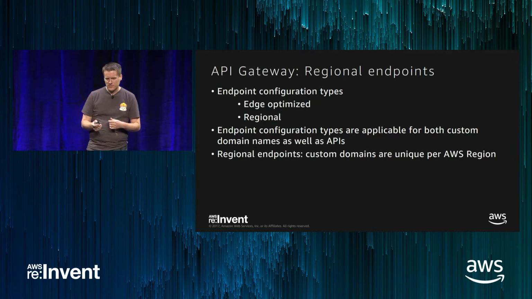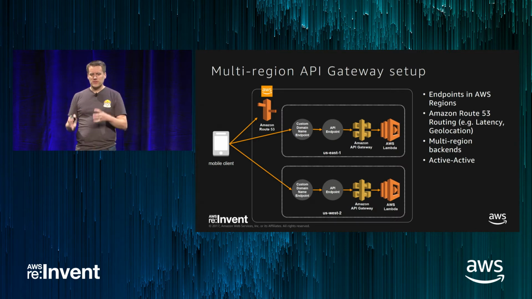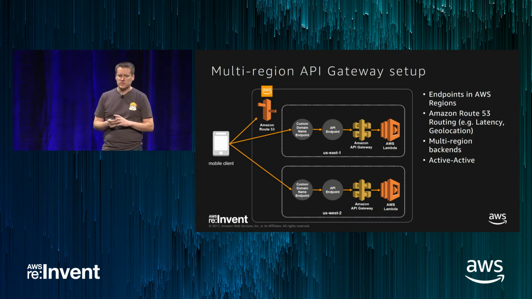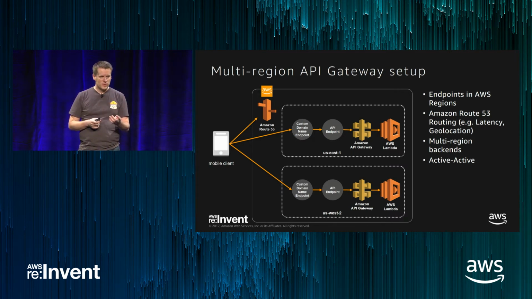So let's look at a diagram of how this might look. When we create this API, we have these API endpoints created. We see one in US 1, we see one in US 2. And these are the ones that will be created automatically by the API Gateway.